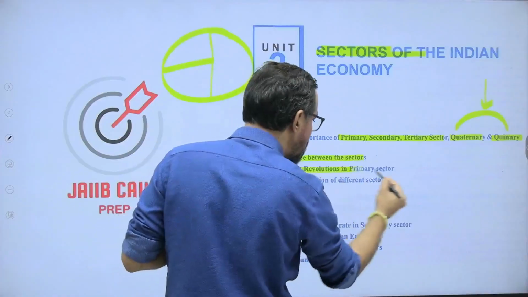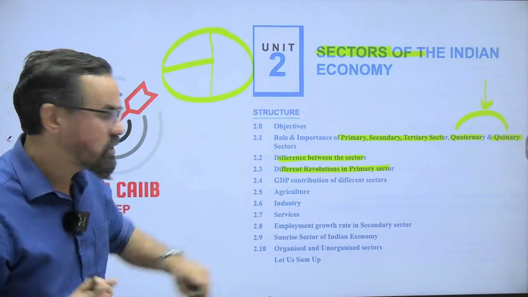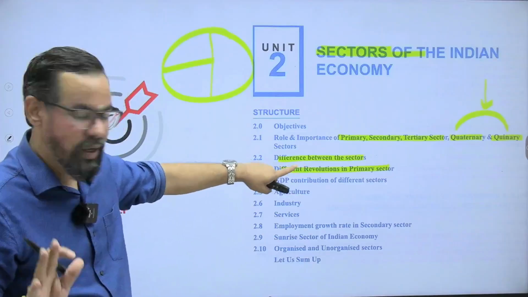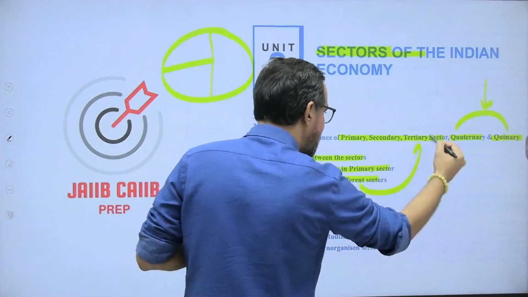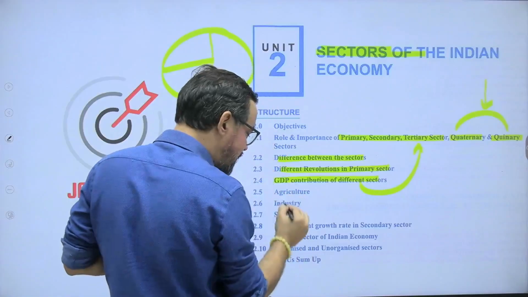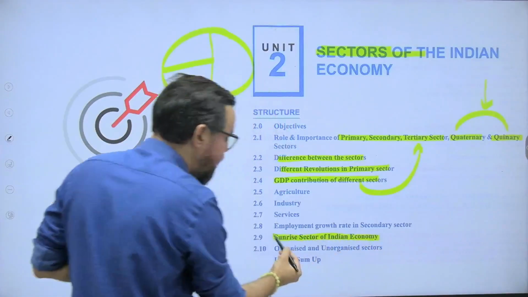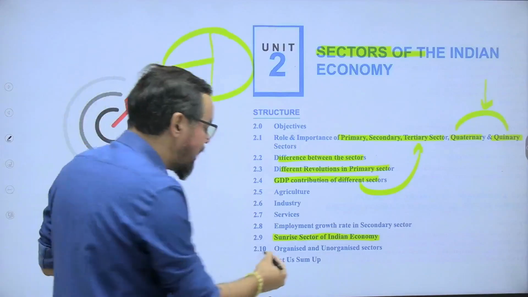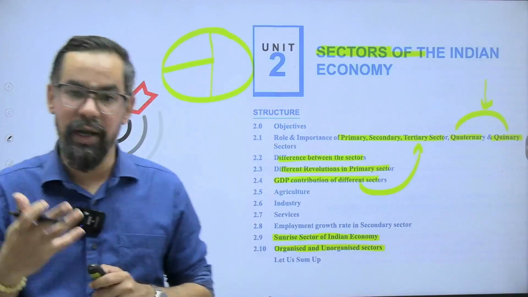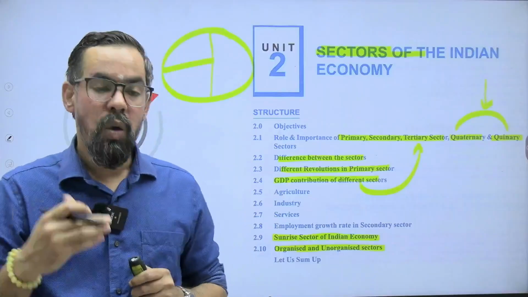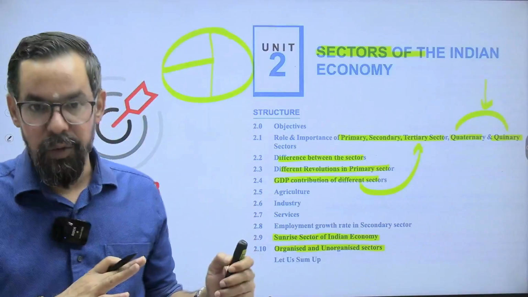Different revolutions also get asked so many times. We have so many revolutions, so they also get asked so many times. GDP contribution, this is something linked with this. Agriculture, industry, service, employment growth, sunrise sector, again this is very important one. And organized and unorganized sectors, differentiation in all, that is also asked so many times. So now, what type of questions we have experienced in the past, that we are going to practice.